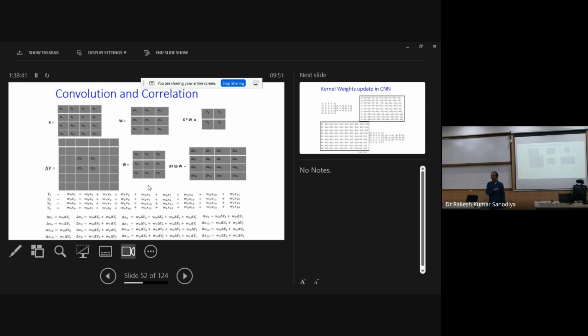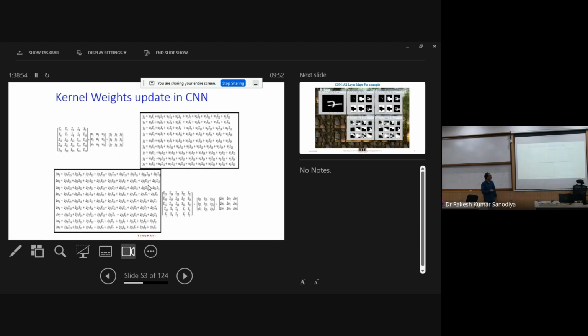This exercise is being done by one of my PhD students. If you want to really understand how correlation and convolution work in the forward and backward passes, you have to do that exercise. The same is the case when you want to update weights. As I mentioned, if you want to update delta w, you have to see in the forward pass, which is the convolution operation, where all w1 is there.